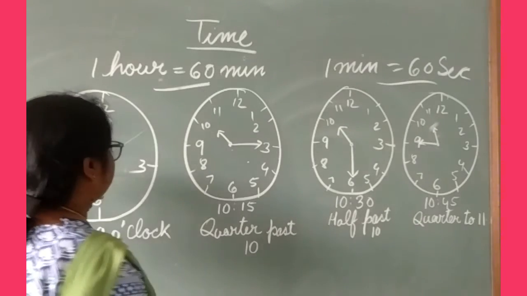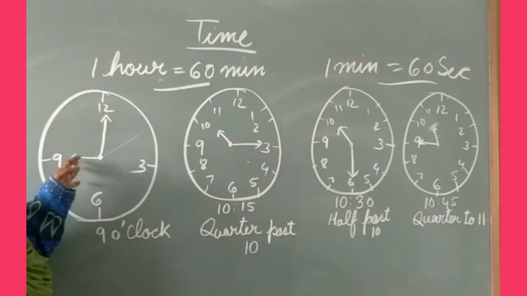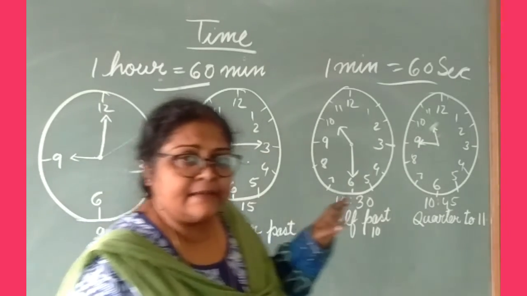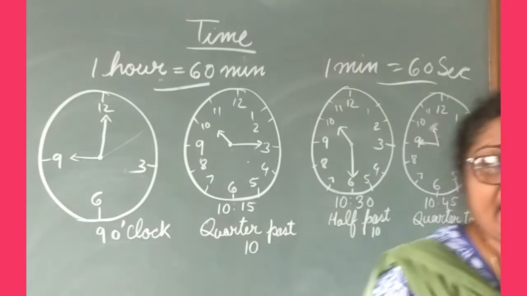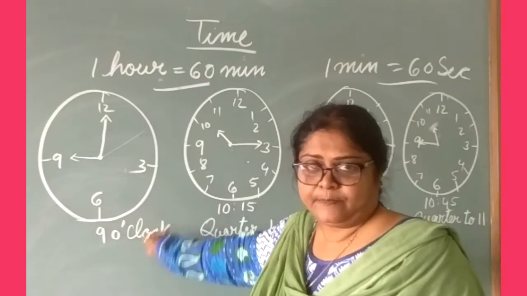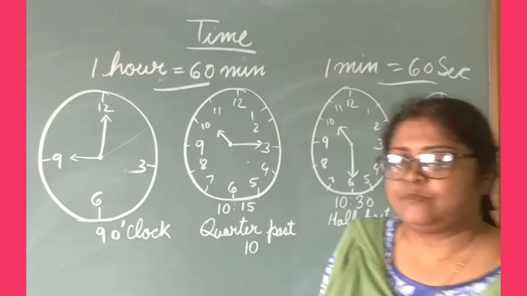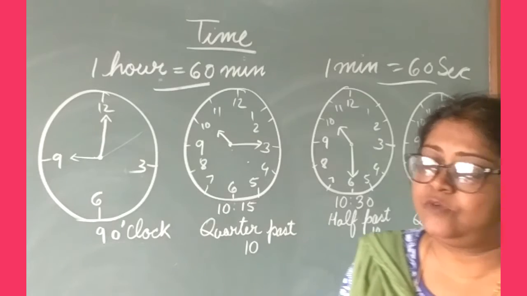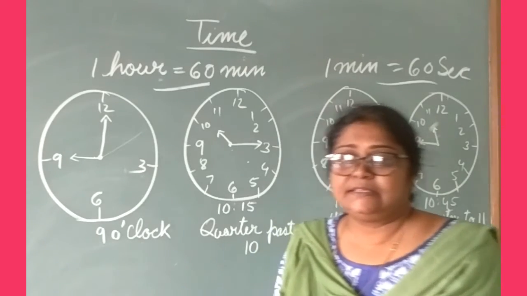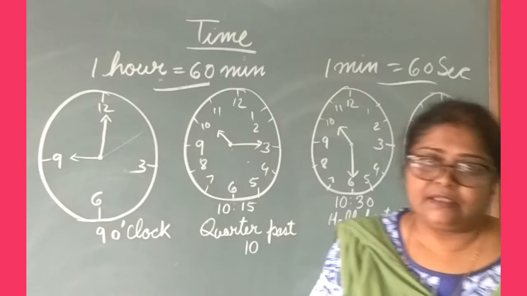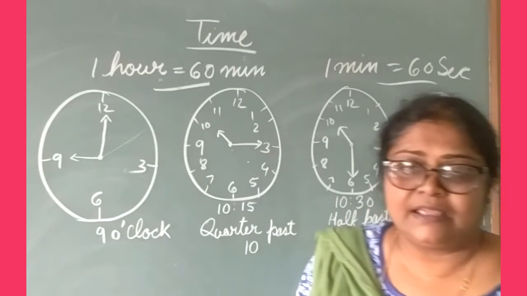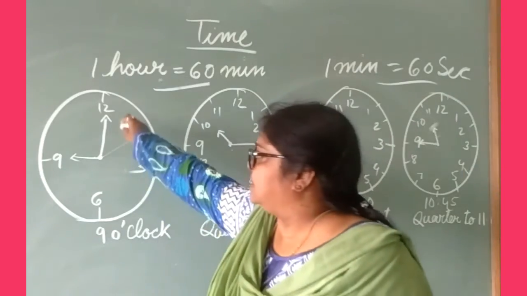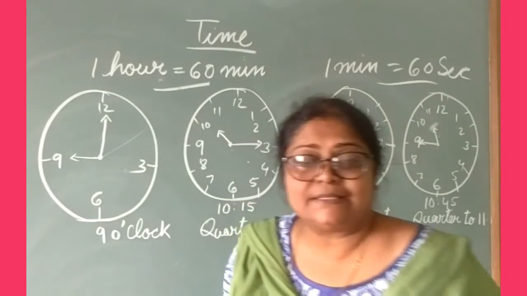In the first clock, we see the small hand on 9 and the bigger hand on 12, so it is 9 o'clock. Suppose the small hand is on 10 and the bigger one on 12, then it is 10 o'clock. If the smaller hand is on 11 and the bigger one on 12, then it is 11 o'clock.